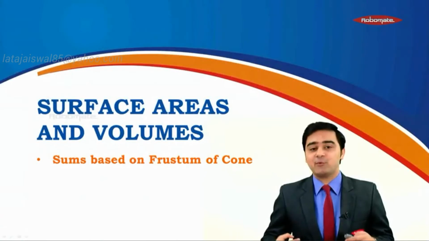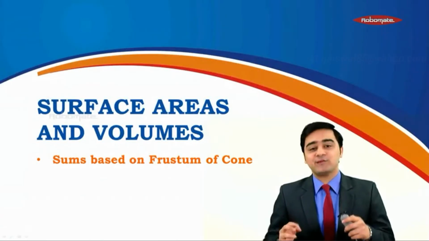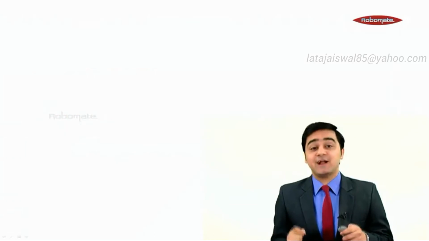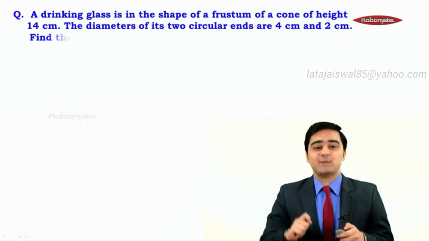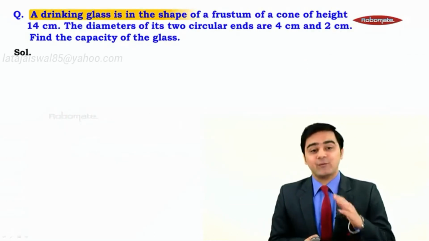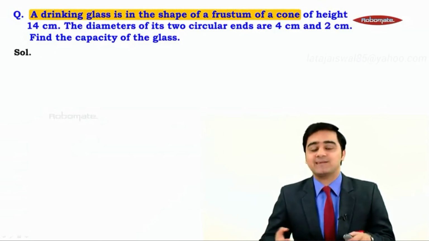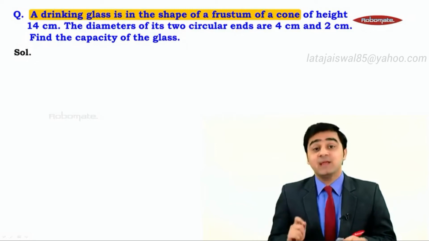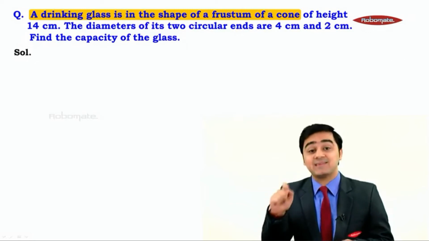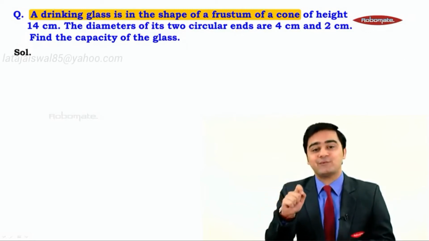Very important and beautiful sums based on frustum of cone. Let's start with the first sum. Now this is the question we have in front of us. The question is not supported with the figure, so let us understand the question with the help of the figure. It says that a drinking glass is in the shape of a frustum of a cone.